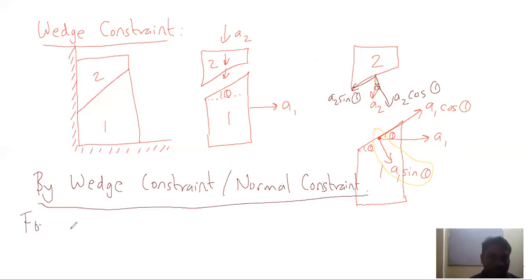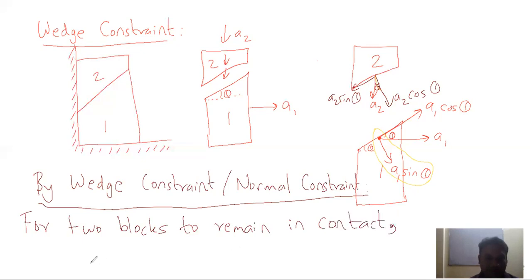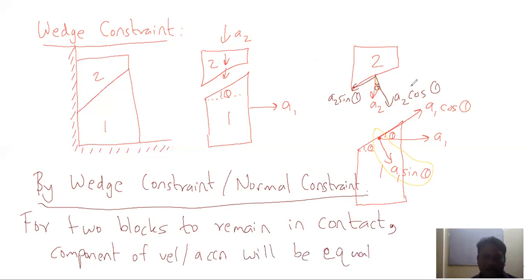For two blocks to remain together in contact, the component of velocity or acceleration will be equal. So we can say here A2 cos theta 2.